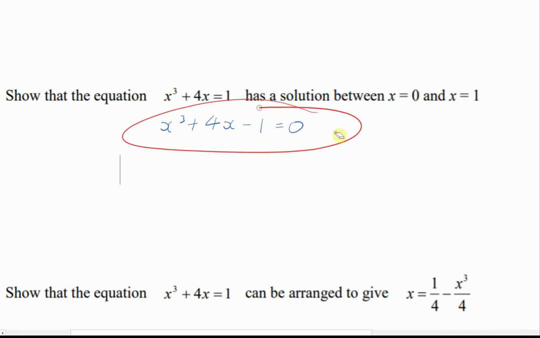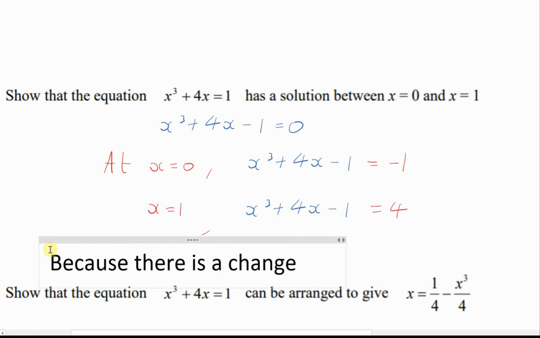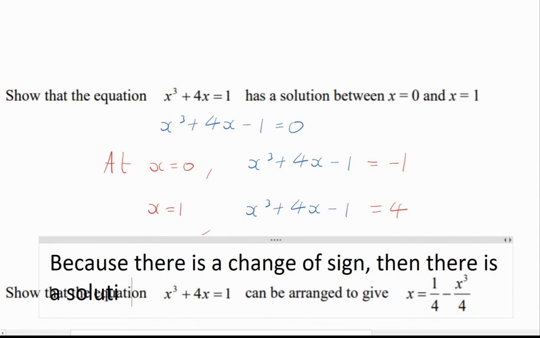So if we can show that this has a solution at 0, it's the same as saying that this has a solution at 1. So rearrange it, then just as before, I'm going to plug in 0 and 1, and work out what this is going to give me. You plug in x equals 0 to this, you're going to get minus 1 coming out. You plug in 1 into this, and you're going to get 4 coming out. And then you'd write a little sentence. Because there's a change of sign, then there is a solution between 0 and 1.